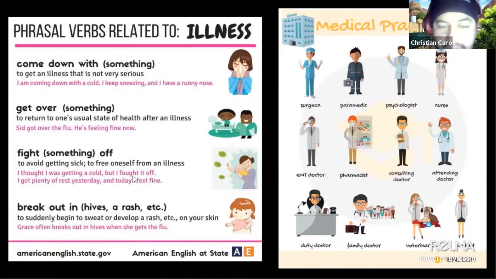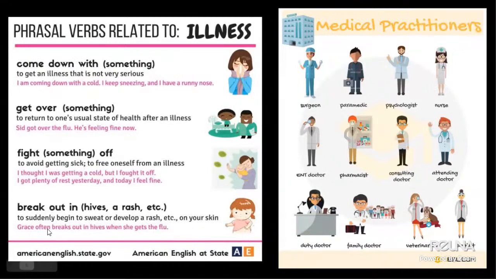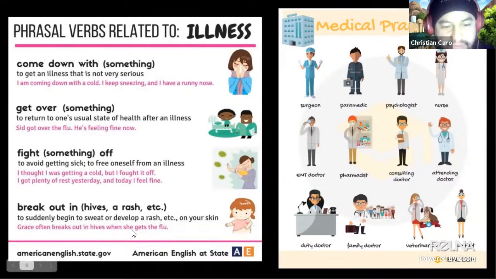And break out in, which is a typical thing when you're allergic like me, and you break out in hives, you break out in a rash, and stuff like that. The worst thing you can do when you're allergic is to scratch yourself. When you start scratching, then you get all that sun, that really red, and then you get a really ugly rash. So, suddenly begin to sweat or develop a rash on your skin. Grace often breaks out in hives when she gets the flu. So in that case, that's pretty much like cuando te salen granitos y te salen cosas por el estilo, sarpullidos.